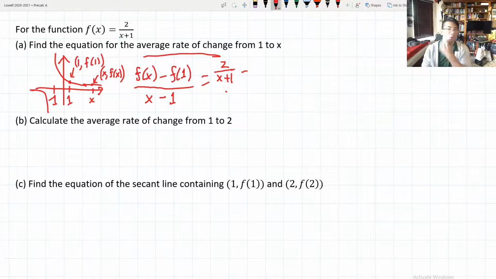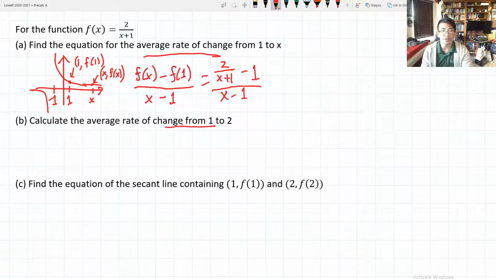minus, well, let's plug in 1 now. So if I plug in 1, I'll get 2 over 2, which is just 1 here. And on the bottom of our fraction, our denominator is just going to be x minus 1 again. Alrighty. So actually, we could just stop here if we really wanted to. And I could plug in the next question, find the average rate of change from 1 to 2 by plugging in 2 for the x here.